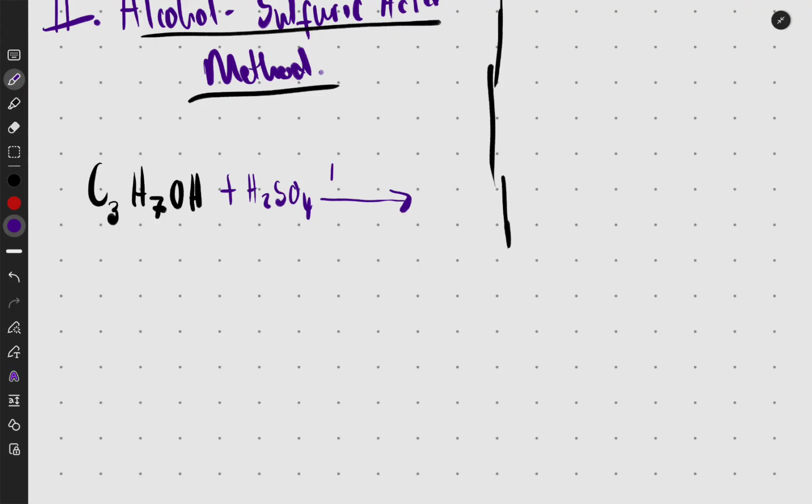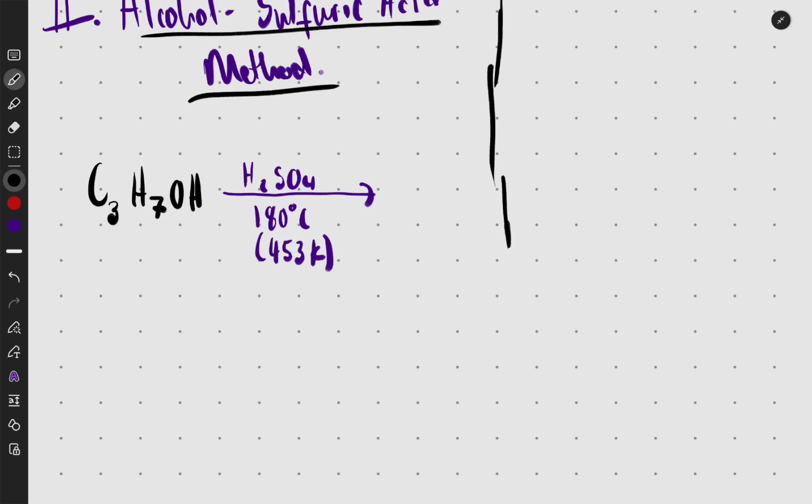Now, remember that usually we like to put H2SO4 on the arrow, and we put 180 degrees Celsius. 180 degrees Celsius is 453 kelvins. Sometimes you see them say 443 kelvins, whatever. If you heat this, you are going to get an alkene. But if you heat it to, instead of 453, if you heat it to 413 kelvins, you are going to get an ether.